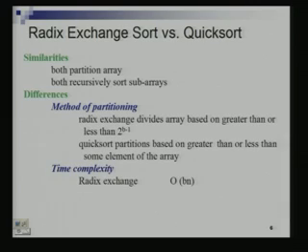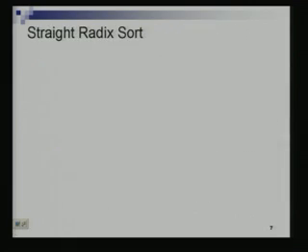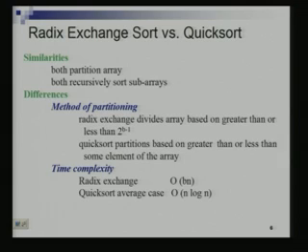The difference is also in the time complexity. For radix exchange, we argued just now that the time complexity is order b n, and for quicksort we argued that the average case is n log n. So, sometimes this might be a better scheme, sometimes this might be a better scheme, depending upon what the value of b is for you.